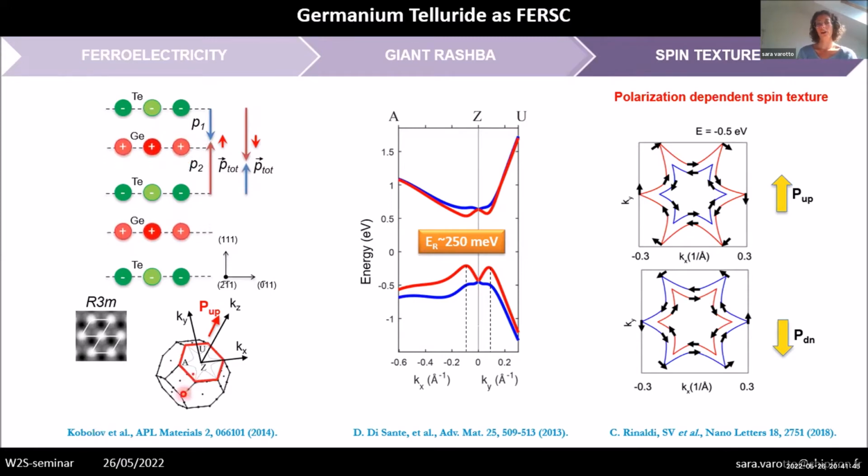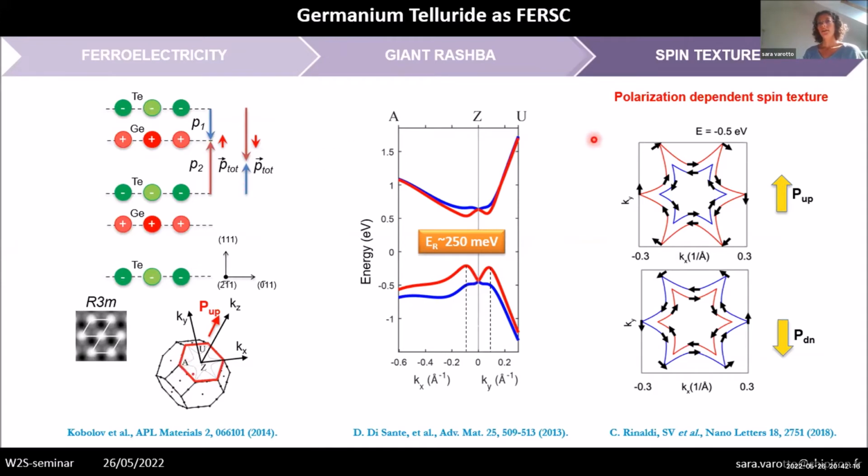This permanent lattice distortion leads to a giant Rashba splitting of the bulk electronic bands of the material, as predicted initially by DFT calculations in this paper. The splitting, shown here, occurs in the plane perpendicular to the polarization, and it's anisotropic. The splitting is different if we consider the direction ZA and ZU in the plane perpendicular to the polarization, and this reflects the hexagonal symmetry of the crystal.